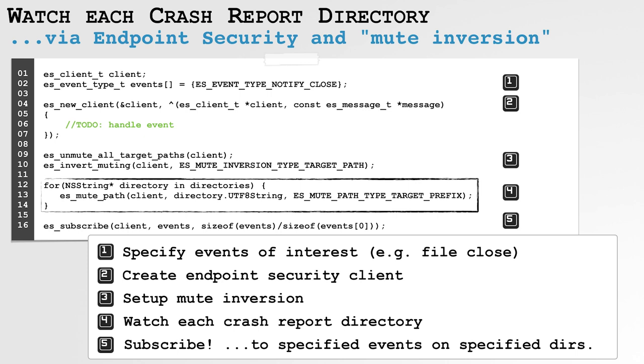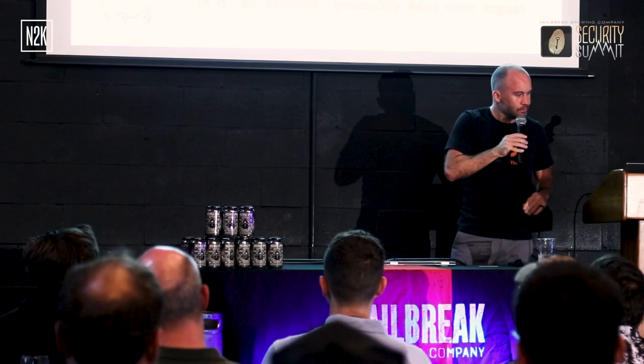The idea is Endpoint Security allows you to subscribe to events, for example, new file events, but we'll do that globally. So we need to tell the framework that we actually only care about specific directories, in this case, the crash reporter directories. And again, you do this with mute inversion. So here's some example code. I'm not going to walk through the code, that's boring. This is more of a resource if you want to write a crash report monitor. This is one very effective way to do that.